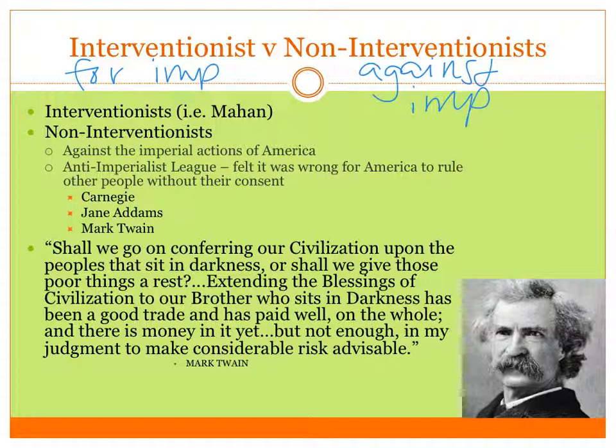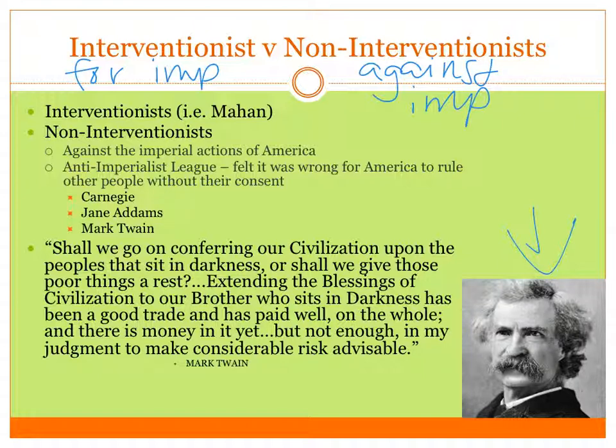Non-interventionists were against the imperial actions of America. They eventually created the Anti-Imperialist League. They felt it was wrong for America to rule other people without their consent. Famous Americans who were members of this Anti-Imperialist League were Andrew Carnegie, Jane Addams, the founder of the Hull House, and Mark Twain, who you see his picture right here. Mark Twain, a famous American author, also coined the term the Gilded Age.